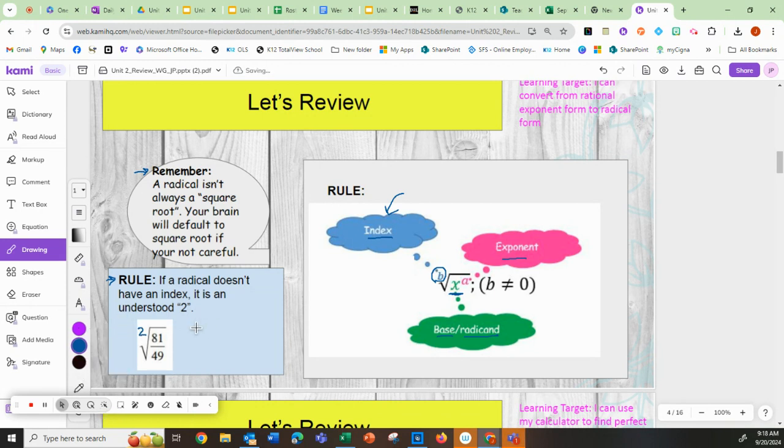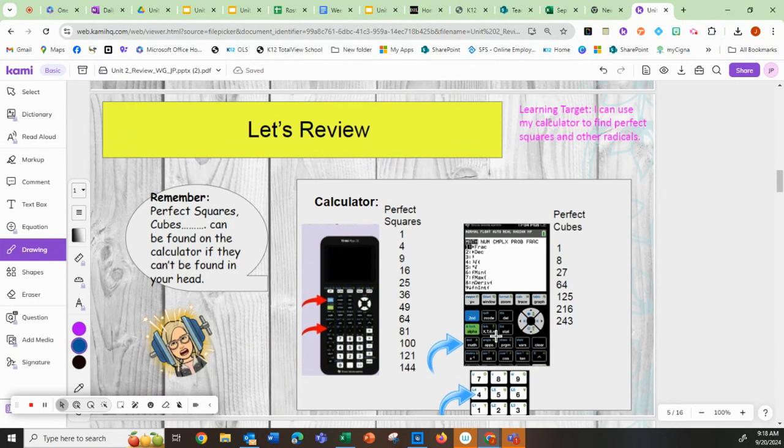So you're asking yourself what times itself 2 times gives you 81, over what times itself 2 times gives you 49. So the square root of 81 is 9, over the square root of 49 is 7. So the answer is 9/7. You always have to make sure that you reduce your fraction. My first few slides are just going over rules that we had.